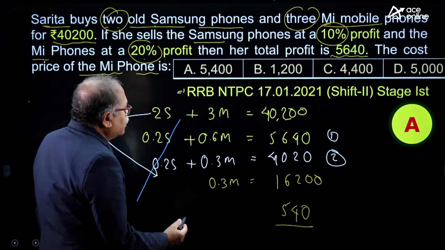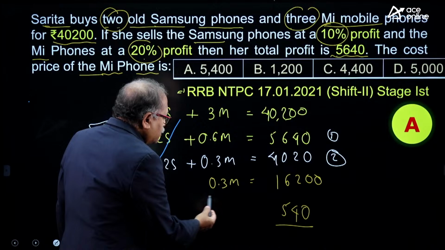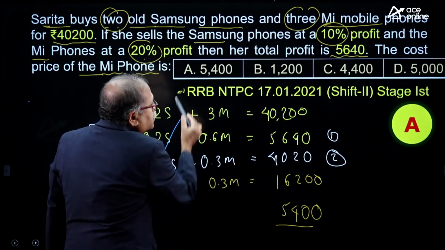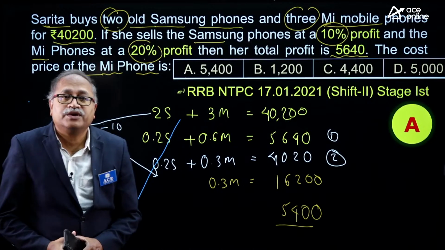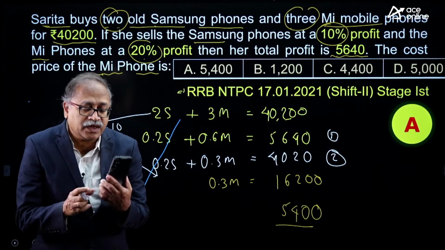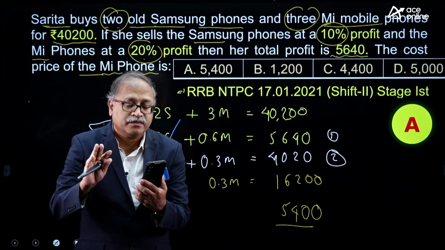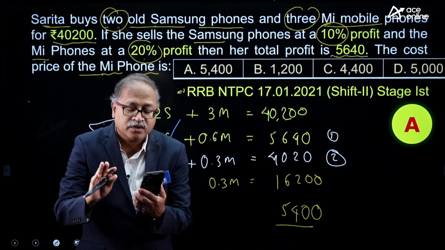I should have one more 0, I think. So that is option A, 5400. Tell me, my friend, is this approach okay, good, effective, time saving?